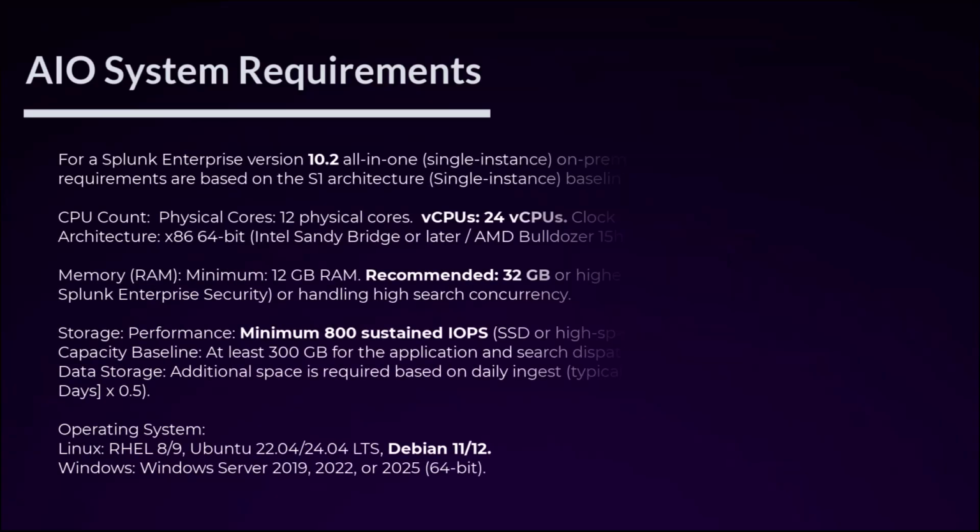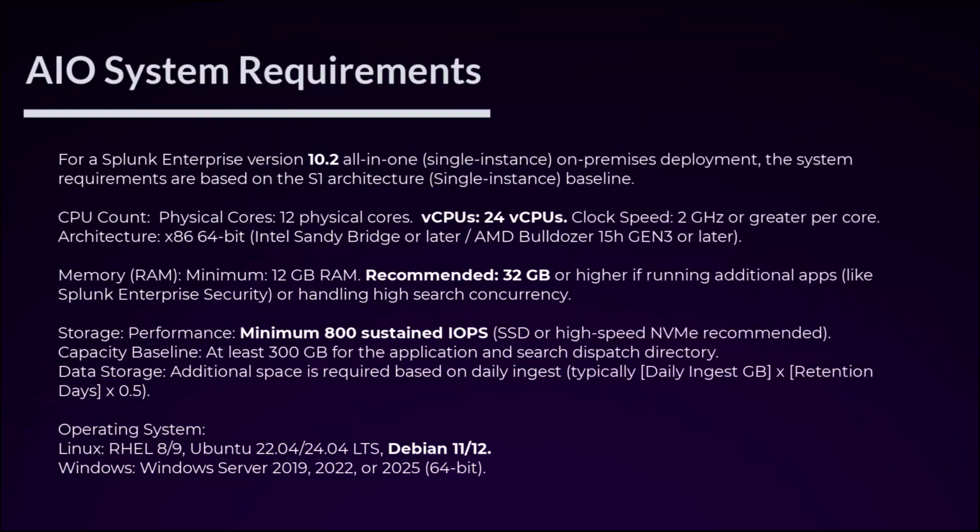To deploy Splunk Enterprise 10.2 as an all-in-one instance, you need a balance of high compute power and fast disk throughput. The core requirement centers on 12 physical cores, 24 vCPUs, and a baseline of 12 gigabytes of RAM, though 32 gigabytes is the standard for production reliability and search performance. Storage is the most critical factor. Your hardware must maintain at least 800 sustained IOPS, typically requiring SSD or NVMe drives, with a minimum starting capacity of 300 gigabytes. This setup is optimized for modern 64-bit environments.